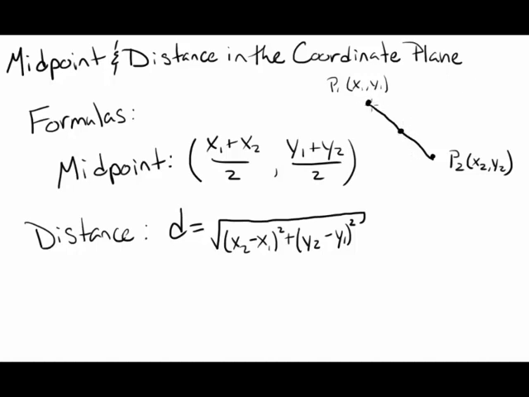The midpoint gives us the exact middle of this line segment. So the segment or the distance from P1 to the midpoint is going to be exactly the same as the distance between the midpoint and P2. It's going to be very beneficial coming forward.